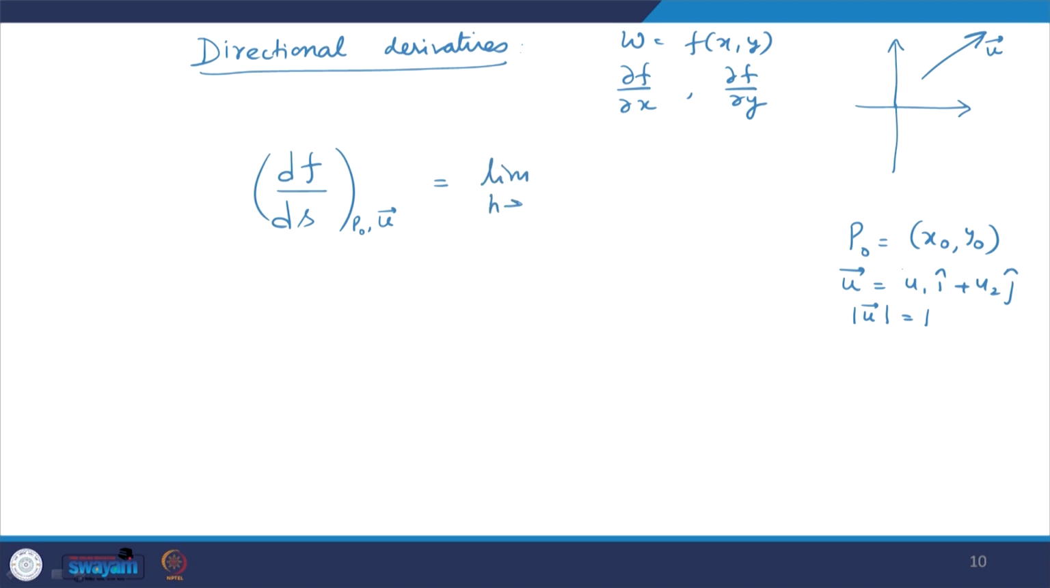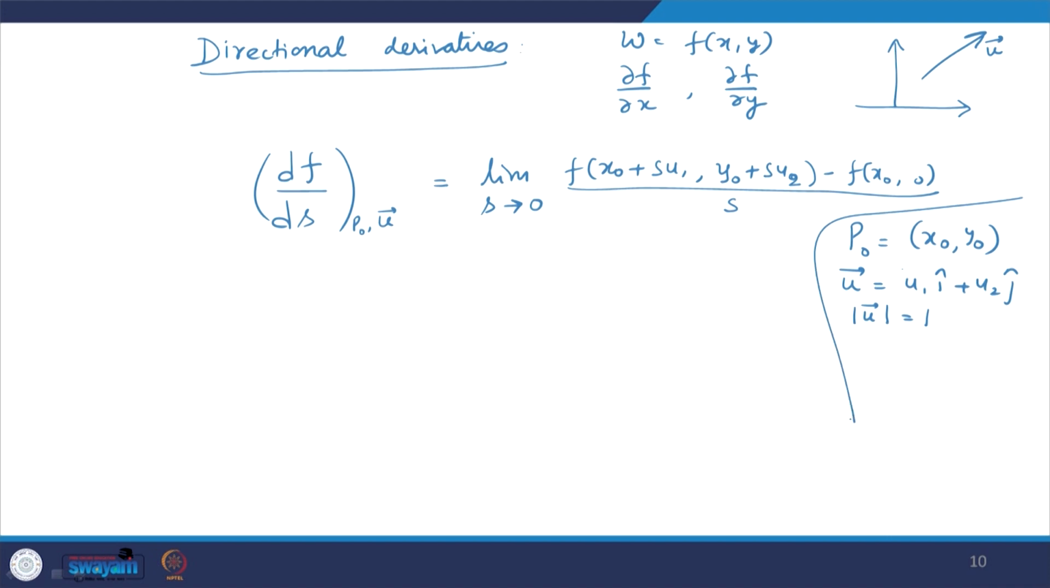The rate of change of f along u at a point p₀ is mathematically defined as the limit as s tends to 0 of [f(x₀ + s u₁, y₀ + s u₂) - f(x₀, y₀)] / s. So mathematically it can be defined like this, provided the limit exists.